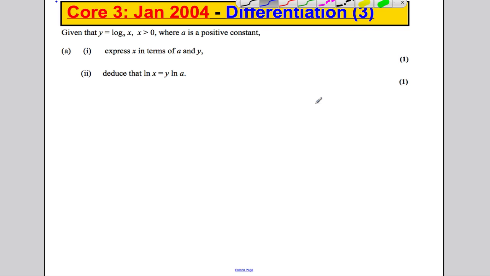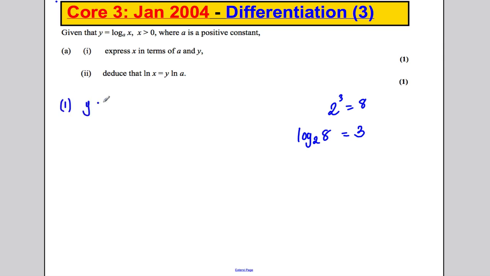Logs sometimes confuse people, but if you remember that 2 to the 3 is equal to 8, and the equivalent statement to that, 2 is always your base number, it's on the bottom. So that's the equivalent of log base 2 of 8 gives me the answer 3. That's the opposite of doing 2 cubed is 8. Log base 2 of 8 is saying 2 to the power of what gives me 8. So here, applying the same thing, we know for part 1, we're told y is equal to log base a of x.